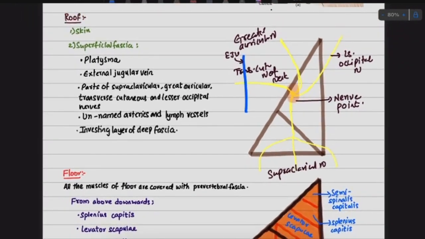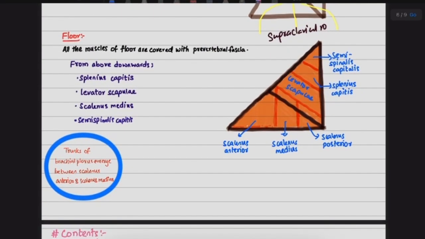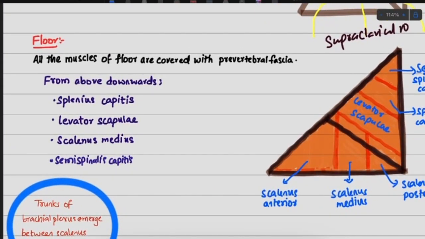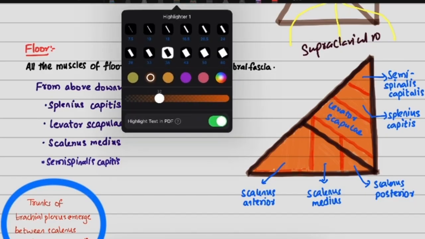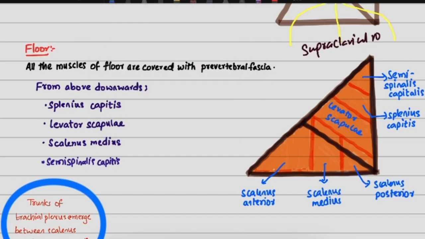I hope you guys are clear with the roof. We have nerves. If you remember the roof, you can easily write the contents of the posterior triangle also. Now what is the floor? There are some muscles forming the floor of this posterior triangle. These are covered with prevertebral fascia. It is an important MCQ, with which fascia all these muscles are covered. It is the prevertebral fascia.